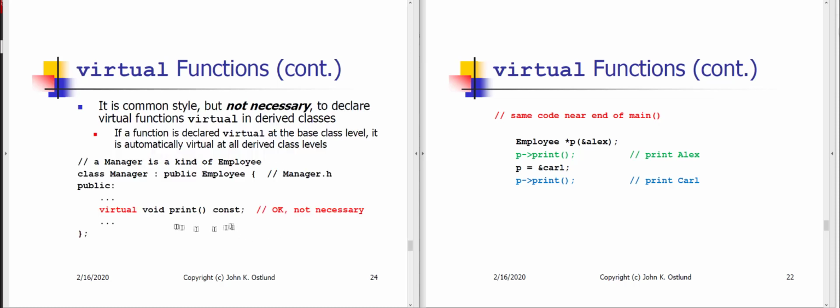Now, here on slide 24, we're showing a modification to the manager class definition in which we're adding the virtual keyword to the print declaration here. Many people do this. It's not strictly necessary. Once a function has been declared virtual in the base class, that virtualness will be inherited at all of the derived class levels. Okay, so it's perfectly fine to add virtual in the manager class, but it's not necessary.